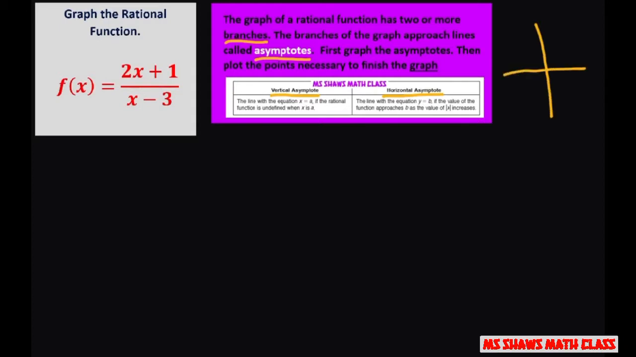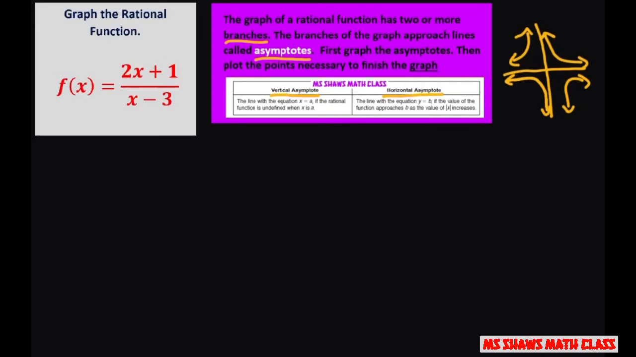Usually rational functions look something like this. These are the branches, the ends of the asymptote that approach the asymptotes. So it looks like that, or you could have something like this. There's some more creative ones that have more than two branches. So let's look at this.